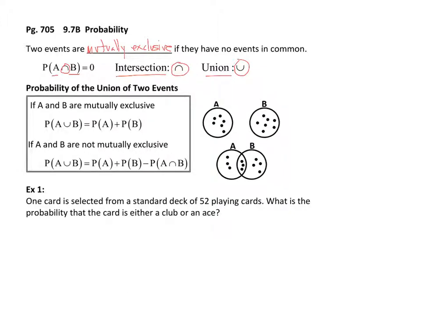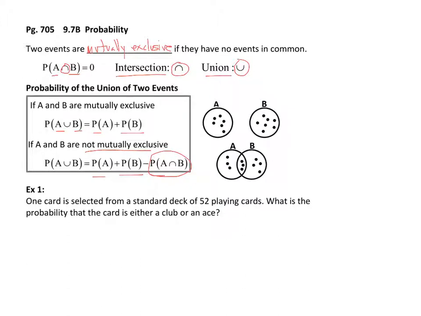So let me go below here, and this may clarify the idea. The probability of the union of two events: if A and B are mutually exclusive, meaning they don't share any events in common, then the probability of combining them both together is simply the sum of their probabilities. Now, if the events are not mutually exclusive, then the probability of the union of the two events is the sum of the probabilities of each minus the probability of the intersection of the events.